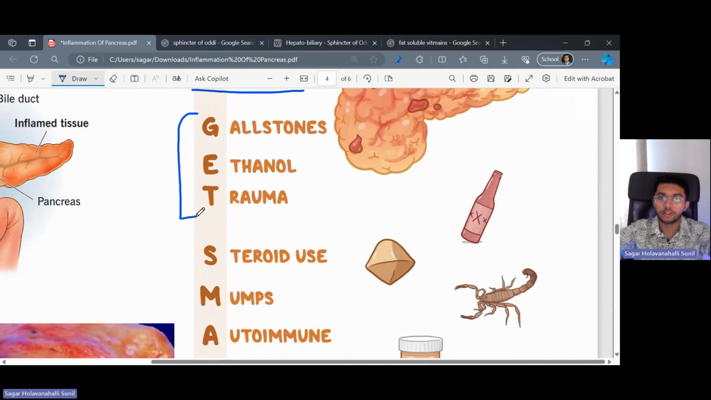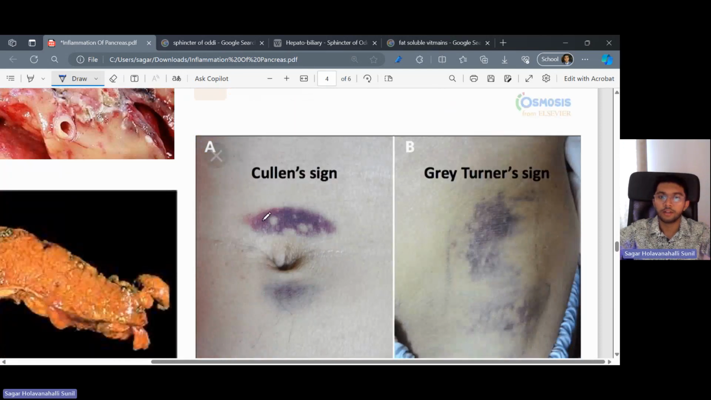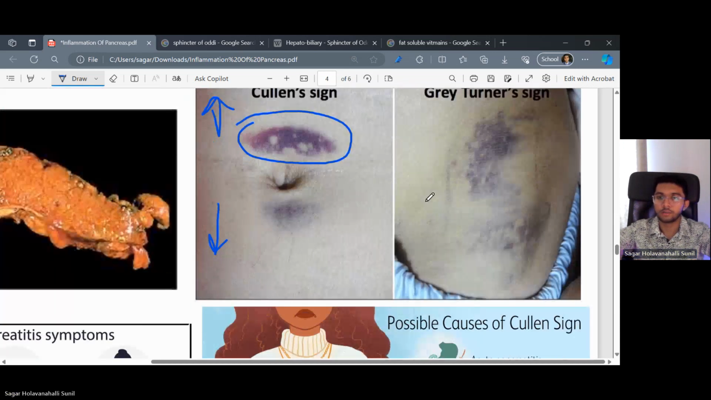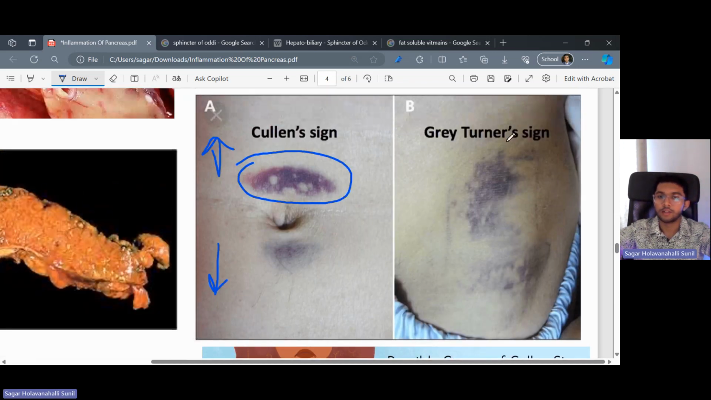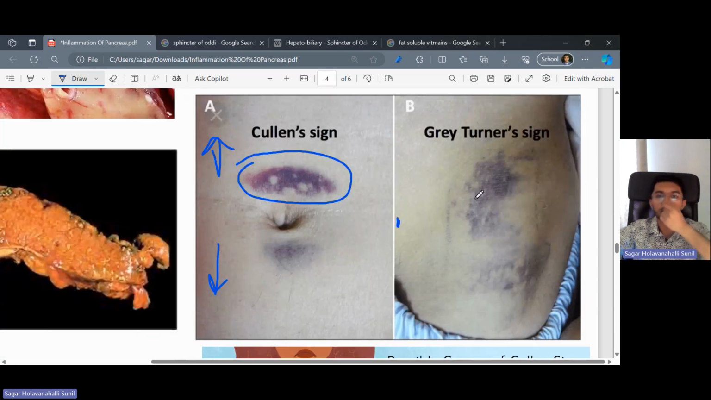Idiopathic causes are also possible. Here you can see the umbilicus. This is the cranial side. This is the caudal. So Cullen's sign is periumbilical hemorrhage. And then Grey Turner sign is on the torso, so towards the side. So probably the umbilicus is somewhere over here. This is the torso. This is the leg.